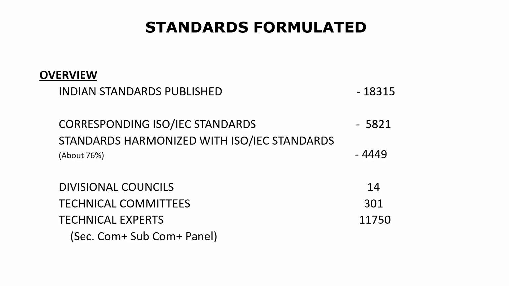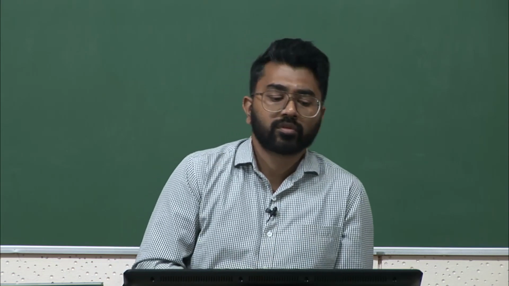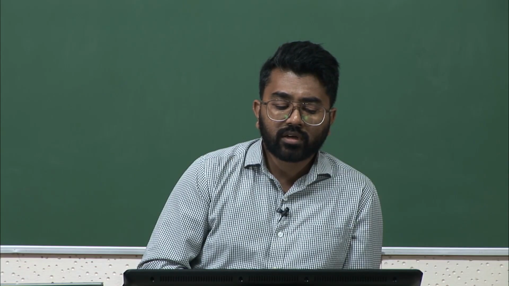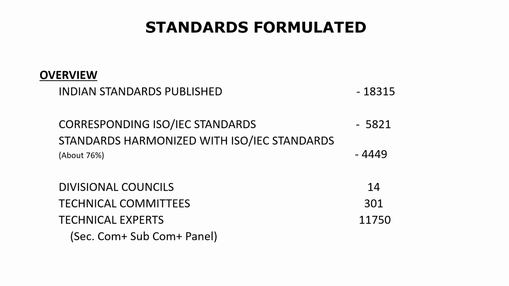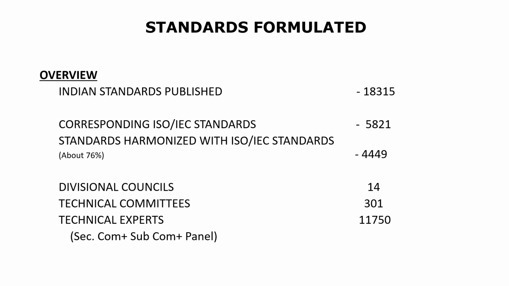ISO is an international set of standards, right. Harmonized with ISO means some of the things are adapted from the international standards and they are built accordingly with some specific requirements for the country. This involves a lot of divisional councils, around 14 councils, more than 300 technical committees, and almost 12,000 technical experts. So, you can imagine how rigorous the process of building or drafting regulations or standards is, right. And these technical experts are divided into sectional committees, subcommittees, panels and whatnot, right.